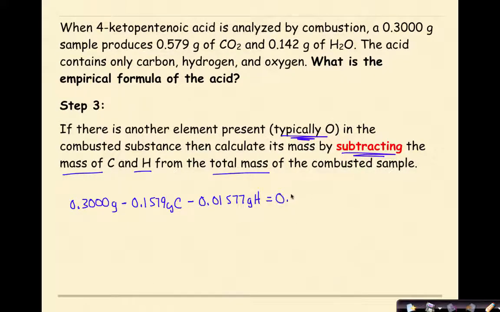So 0.12633 grams of oxygen. Definitely not rounding. So now I have 3 key pieces of information. I have my mass of carbon, my mass of hydrogen, and my mass of oxygen. And I can finally take that last step and find the empirical formula.